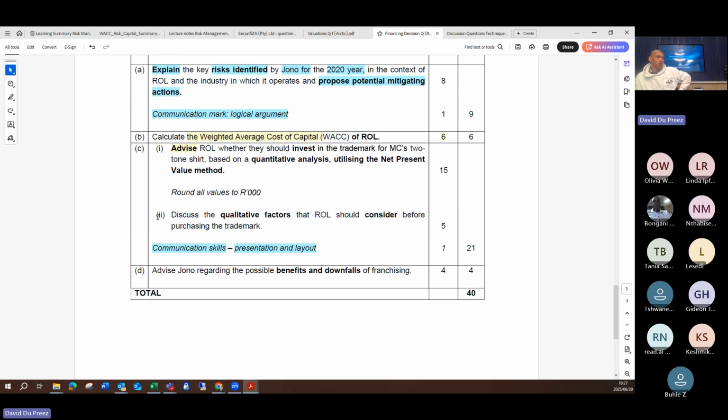Then question C2, discuss the qualitative factors. Again, they're speaking about the qualitative factors, which means they don't want to know about the financial side of things. They don't want to know about the quantitative things. They only want to know the qualitative factors that Rawls should consider before purchasing the trademark. We didn't go into the scenario, but some of the things that I just picked up here now, that as part of buying the trademark, they can't continue selling their own thing. You kind of need to expect what will happen to your existing customers.